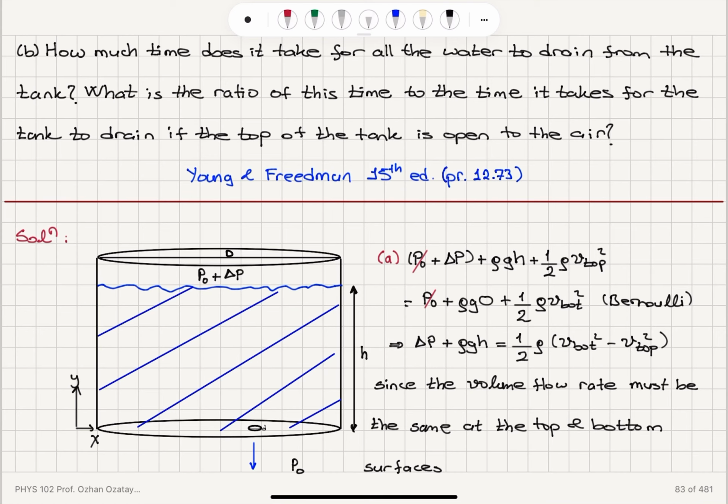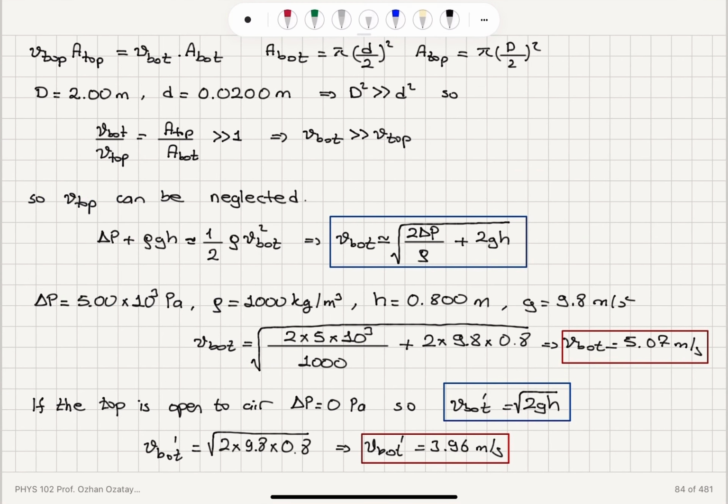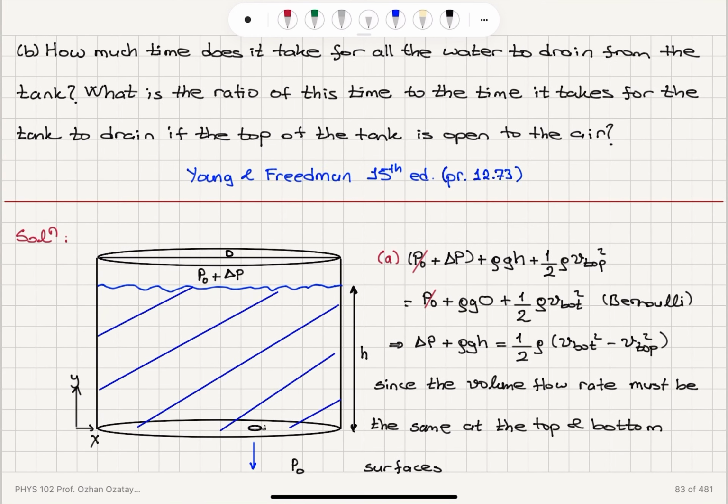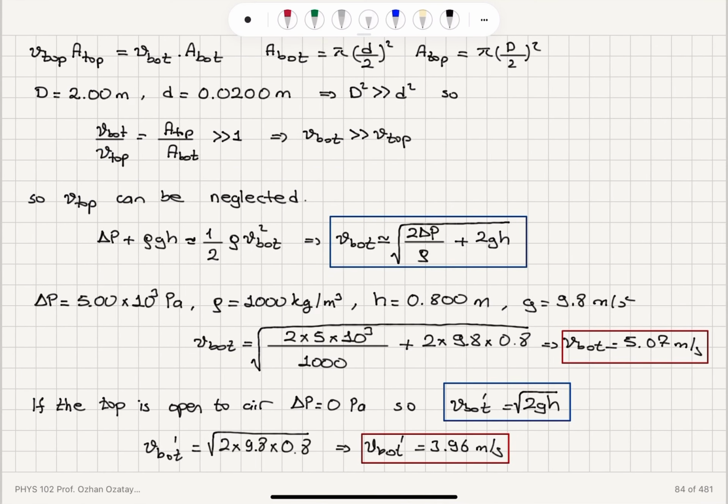Then I noted that the volume flow rate on top and bottom should be the same. The volume flow rate is area multiplied by speed. Equating these two and noting that the area on top is much greater than the area at the bottom, I see that the top speed can be neglected, so it is approximately 0. I obtain this simple equation: delta P plus rho gh equals 1/2 rho v bottom squared. This gives me the answer I'm looking for. We can substitute the numbers to obtain 5.07 meters per second.